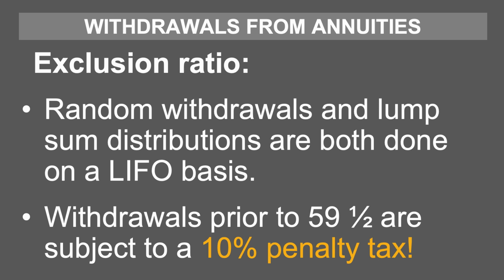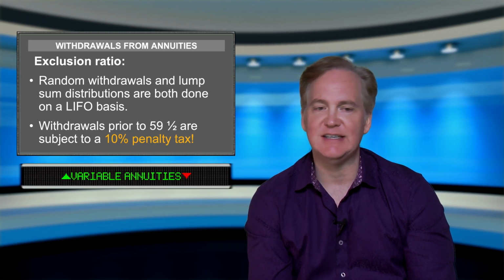They'll be subject to ordinary income taxes. If they're under 59.5, a 10% penalty tax. And they will receive that remaining $1,000 tax-free from their cost basis because they've already paid taxes on those deposits.